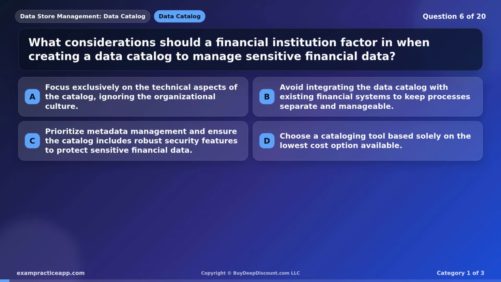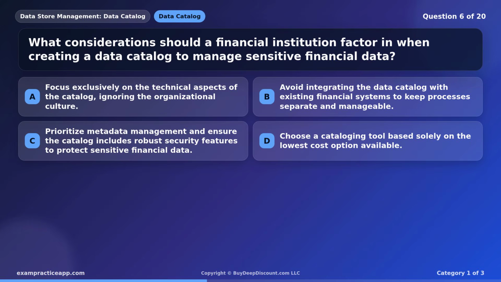Question 6. What consideration should a financial institution factor in when creating a data catalog to manage sensitive financial data? Option A. Focus exclusively on the technical aspects of the catalog, ignoring the organizational culture. Option B. Avoid integrating the data catalog with existing financial systems to keep processes separate and manageable. Option C. Prioritize metadata management and ensure the catalog includes robust security features to protect sensitive financial data.